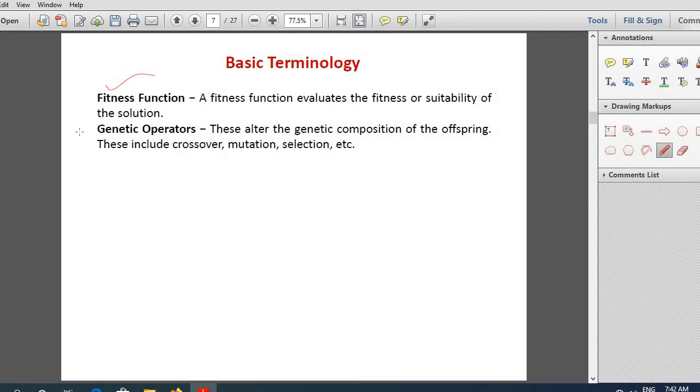And now what are genetic operators? Genetic operators alter the genetic composition of the offspring. It includes crossover, mutation, etc. So what I wanted to tell you is that you start from an initial population or group of solutions to a problem. Then each of those solutions will be associated with a trait depending on the problem you are solving. So GA tries to change the genetic composition or the chromosome pattern, and then arrive at the pattern which will give you the best result.